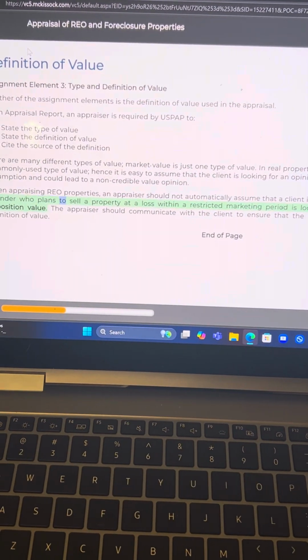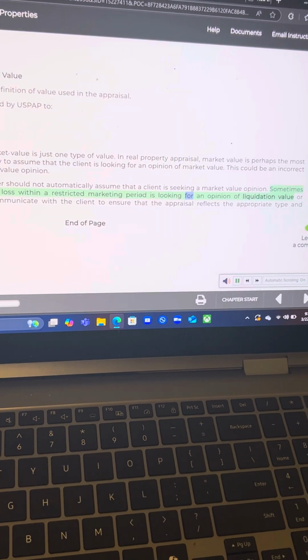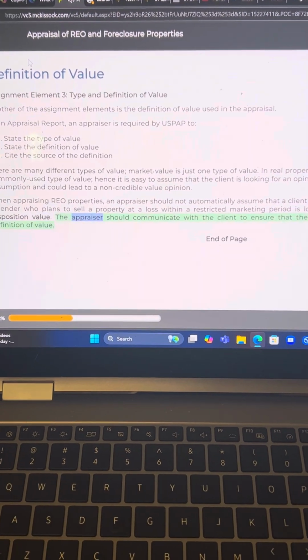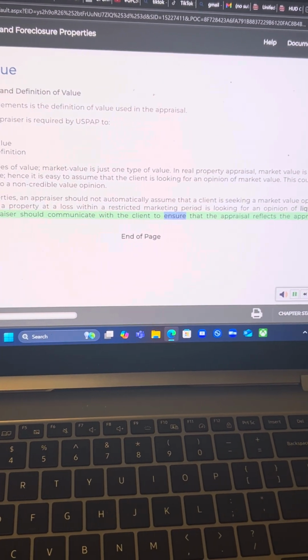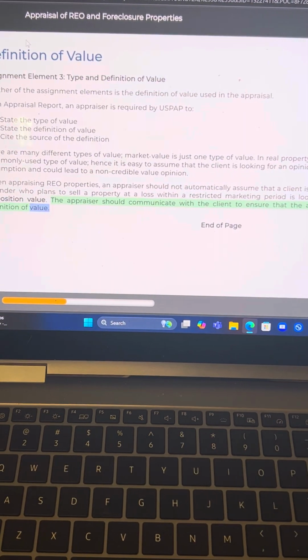Sometimes a lender who plans to sell a property at a loss within a restricted marketing period is looking for an opinion of liquidation value or disposition value. The appraiser should communicate with the client to ensure that the appraisal reflects the appropriate type and definition of value.